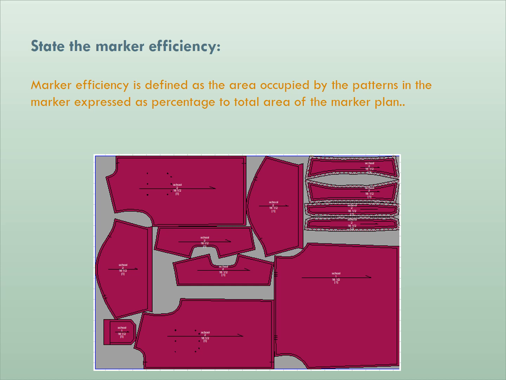Marker efficiency. Marker efficiency is defined as the area occupied by the patterns in the marker, expressed as a percentage of the total area of the marker plan. Here I have given the picture that refers to marker efficiency.